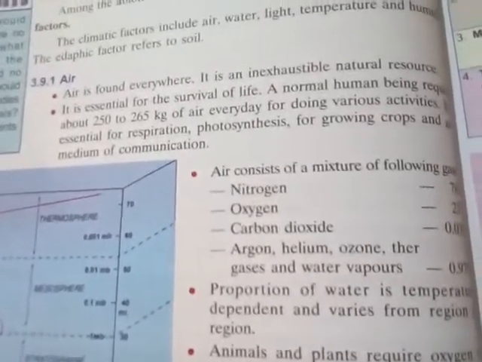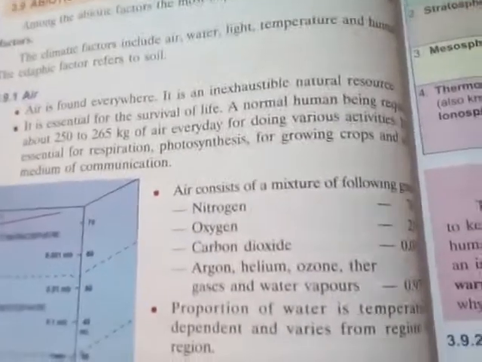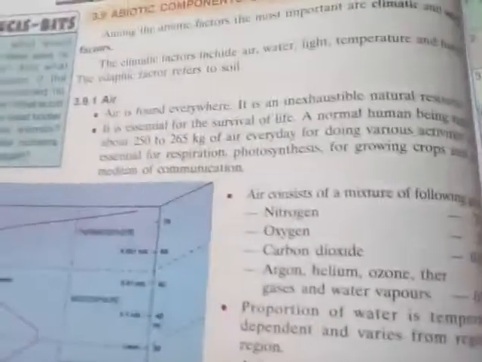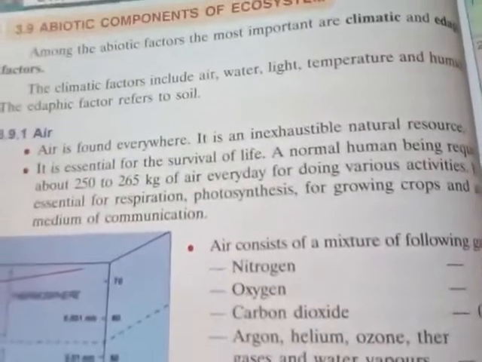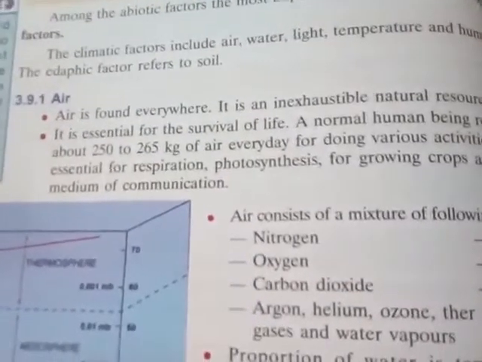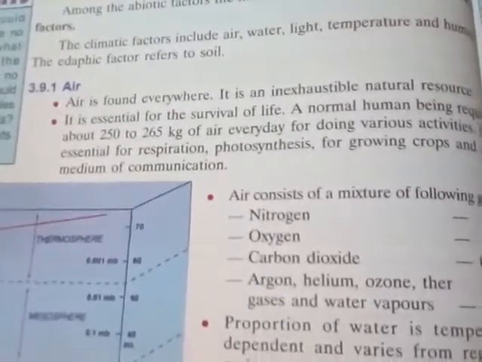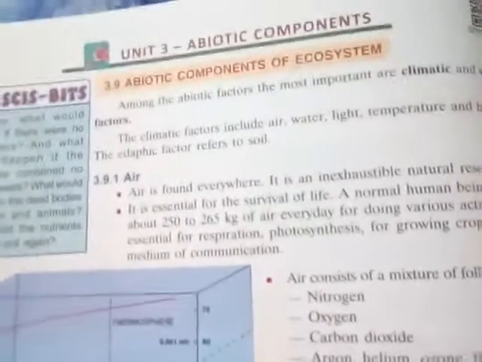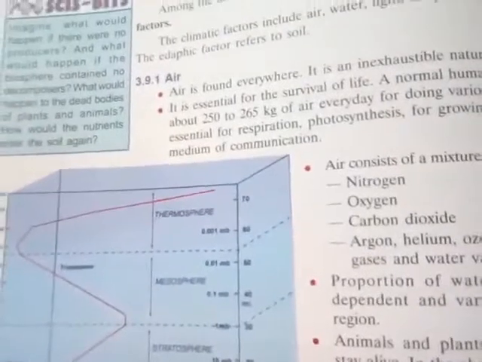Among these components, nitrogen is the most abundant, a huge amount, like 78%. Oxygen is almost 21 to 22%. Carbon dioxide is 0.03 to 0.04%, and the other gases are about 1%. So this is a total of 100%. Air is found everywhere, and our atmosphere contains the air.